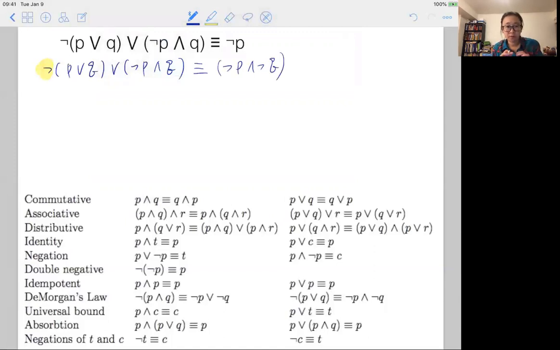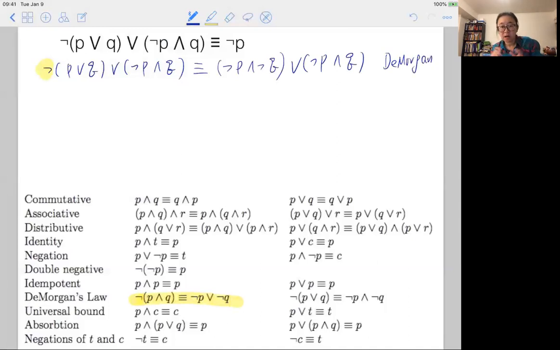What is this rule? This is De Morgan, right? De Morgan is when you have a negation on the outside, you bring it in and then you flip the direction of the arrow. So that's what you get. And now I just copy the rest of it. So this is using De Morgan.